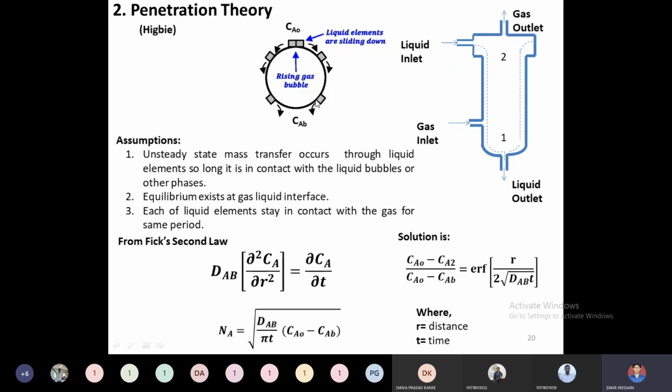The assumptions in this penetration theory are: the first is unsteady state, the operation takes place in unsteady state condition, and the second assumption is that equilibrium will exist at the gas and liquid interface.